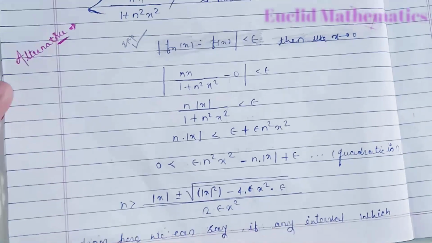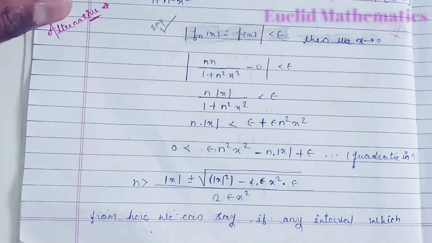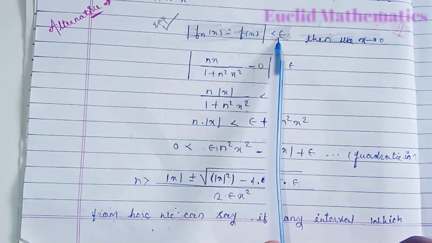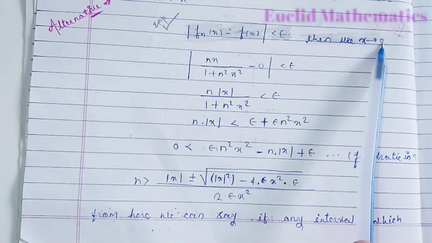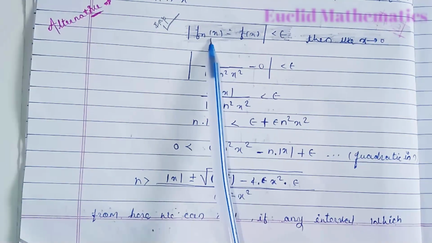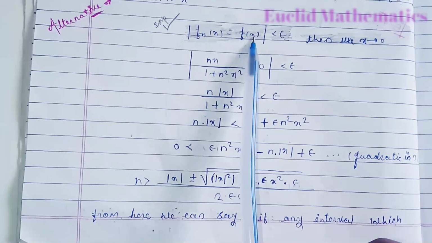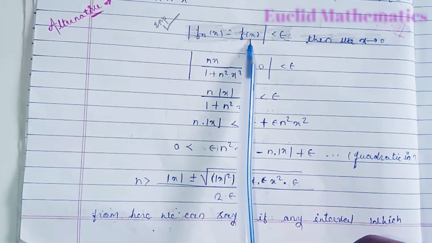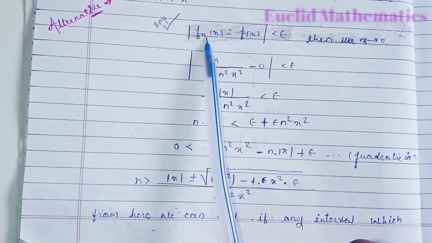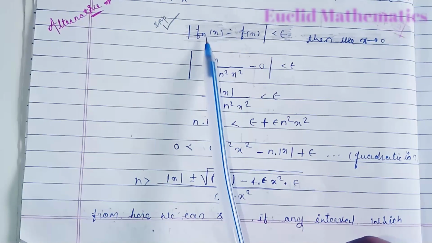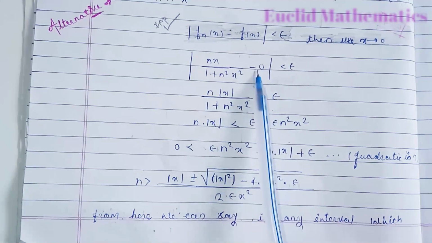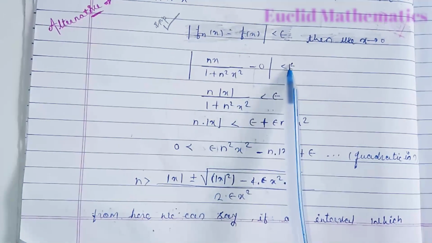Okay, now here I have, by using the definition, an alternative solution for our example. So here modulus of fn(x) minus f(x) is strictly less than epsilon, then apply x tends to 0. This is the definition of uniform convergence. It says that modulus of fn(x) is given here, and f(x), the meaning of f(x), remember always in our mind: we always take f(x) as the limit as n tends to infinity of fn(x). We already found that this limit f(x) is equal to 0. So this total value is strictly less than epsilon.